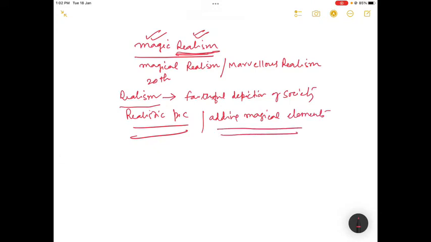So, the term magic realism has two words, magic and realism. When you say magic realism, it means the magic realist paints a realistic view of the modern world while also adding some magical elements. They try to blur the lines between fantasy and reality.